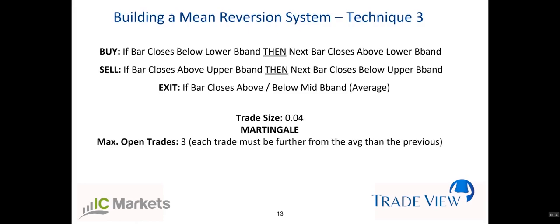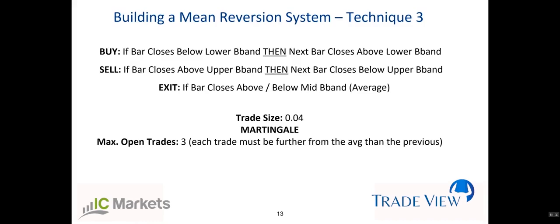In this model though, we're going to restrict some of that. So whilst martingales can be a risky model, in this particular model, we're going to reduce the risk by only allowing it to open up to 3 trades. And again, each trade must be further from the average than the previous. We're going to put that same rule in that we did in the others, where we said that we can't close out a trade unless at least one of them is profitable.